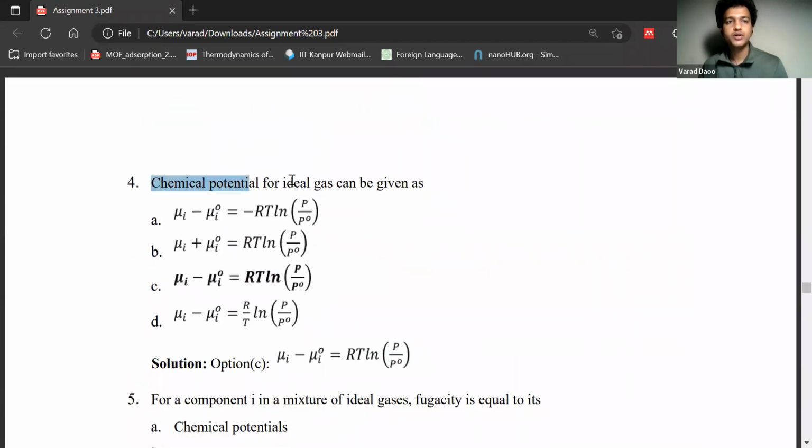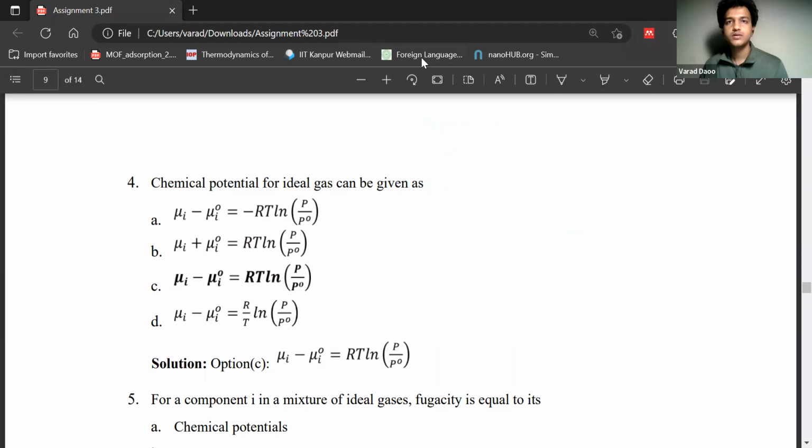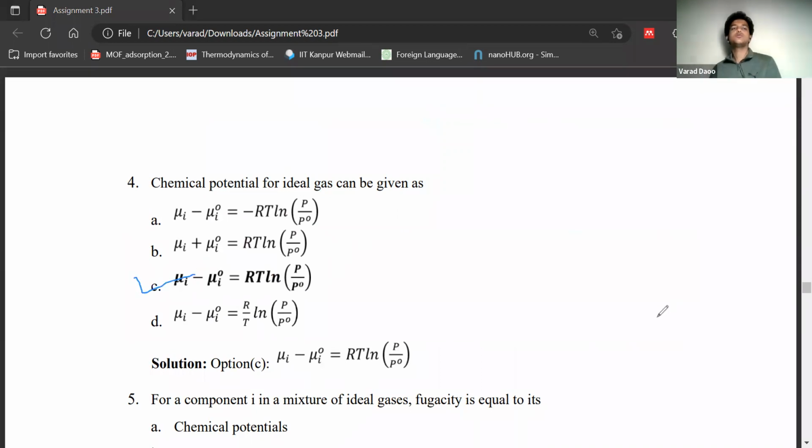Okay. The chemical potential for an ideal gas is clearly the Lewis-Randall rule. Very straightforward answer. The answer is option C: mu minus mu naught is equal to RT ln of P by P naught. How you can remember is that chemical potential is always relative. That means there has to be some reference value. So this is the reference value, and it is always a change, so it is always going to be mu minus mu naught. The other options are not correct. If this is also at some pressure, it is also some reference value, right? And this is going to be positive. Hence option C is correct, right?